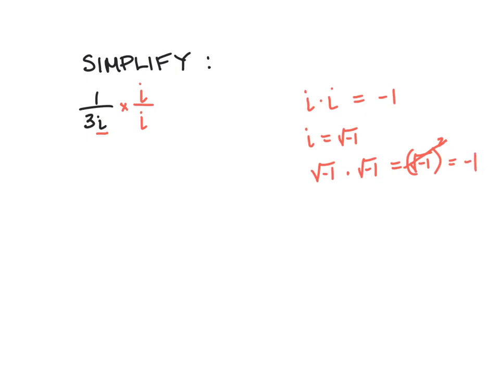So when I go to simplify back to my problem, 1 times i on the top is going to give me i on the top, and that's okay. I'm allowed to have an i on the top. On the bottom, I'm going to have 3i times i, so that's going to be 3i squared. And then I can replace i squared with -1, so I have i over 3 times -1. And so that's just going to give me -i over 3.